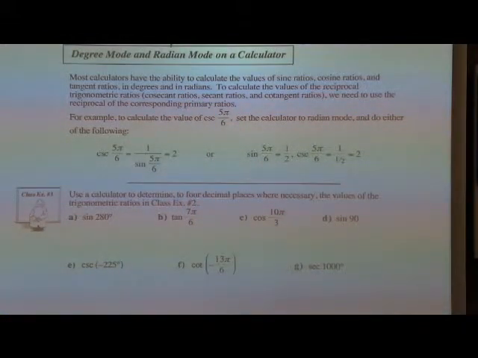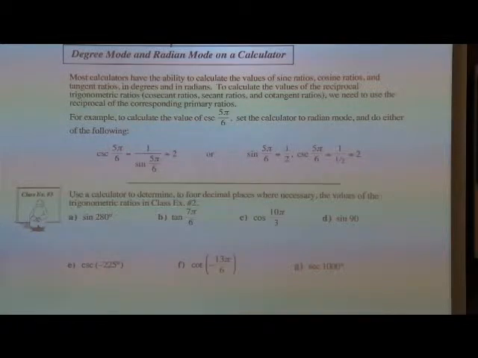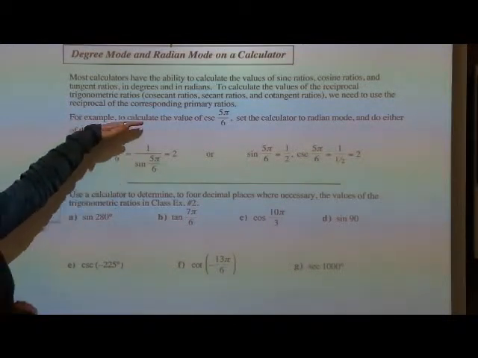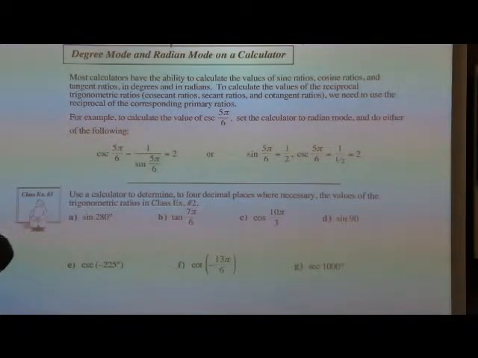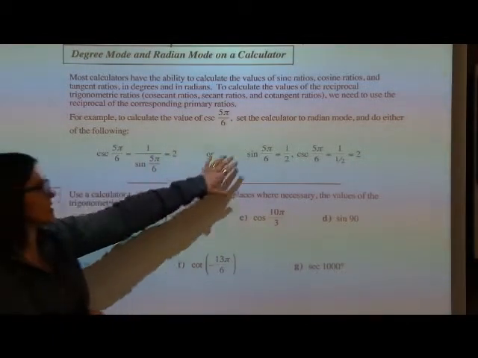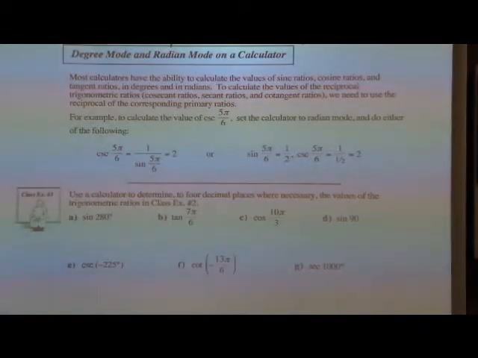When I am calculating the reciprocal trig ratios, we need to use the reciprocal of the corresponding primary ratio. So for example, if I want to calculate the value of cosecant 5 pi over 6, I have to be in radian mode, and then I can do this one of two ways. I can go 1 divided by sine 5 pi over 6, or I can find out the value of sine 5 pi over 6 and then go 1 divided by that value. Okay, so whichever system works best for you.